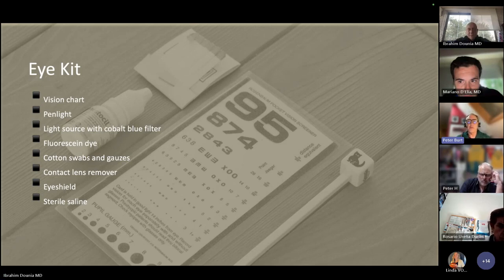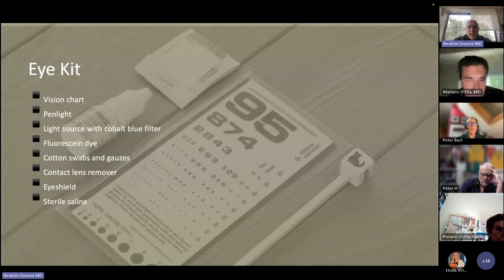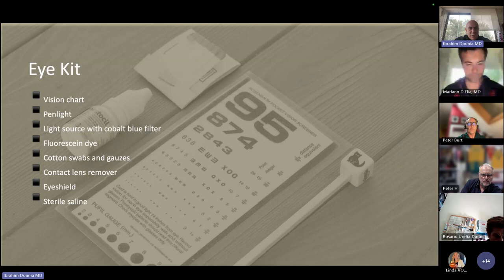It's important for any medical doctor with the national team or with clubs to have an eye kit with them. The eye kit includes a vision chart, a pen light, a light source, a fluorescein dye, cotton swabs and gauzes, contact lens remover, eye shield, and sterile saline.